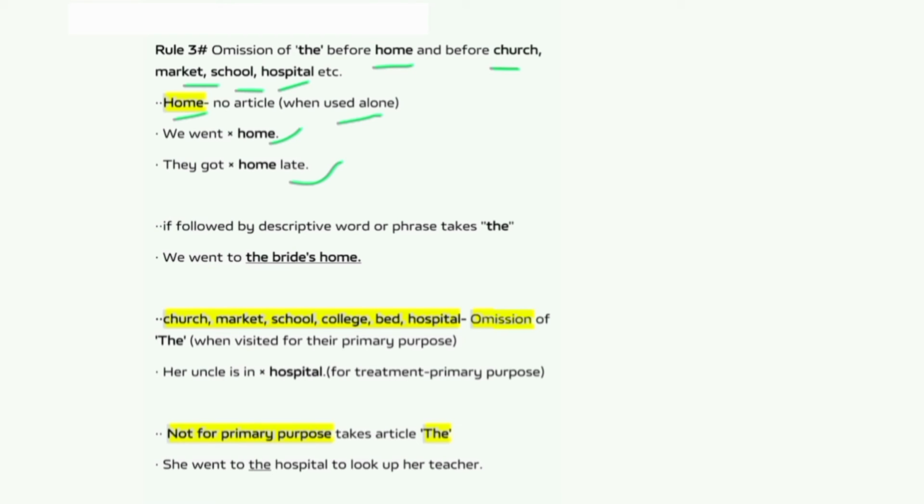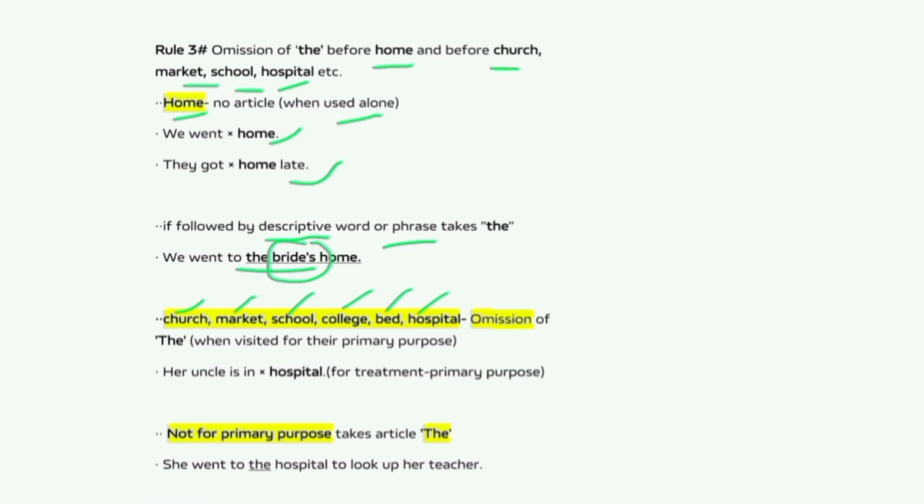But if it is followed by a descriptive word or phrase, it takes the article the. We went to the bride's home. There is a descriptive word which gives the description about the home, means which home or whose home. Let's take words church, market, school, college, bed, hospital, and so on.